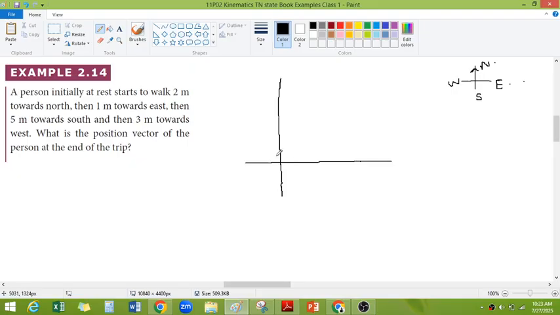So the person initially starts walking 2 meters towards north, so that means 1, 2. And then 1 meter towards east. So he walks here and then he walks 1 meter east this way. Then 5 meters towards south, so that means 1, 2, 3. So 5 meters south means he's walking like this.